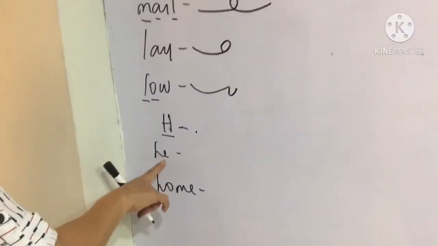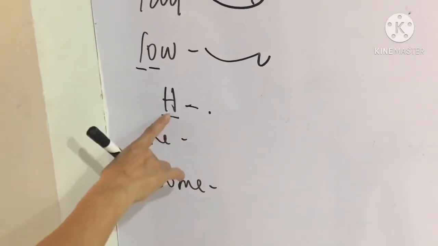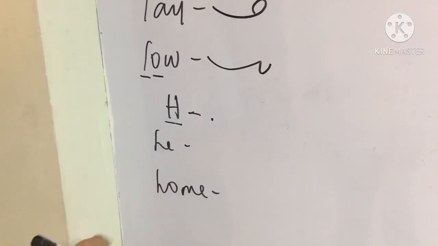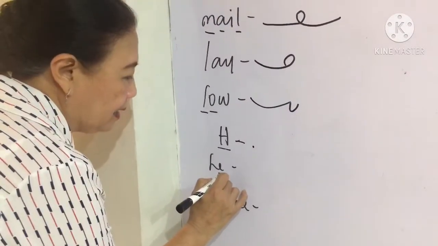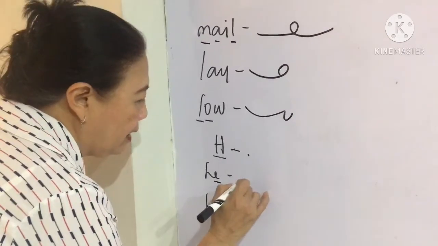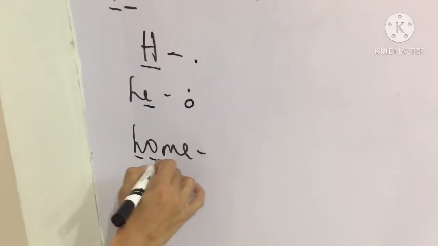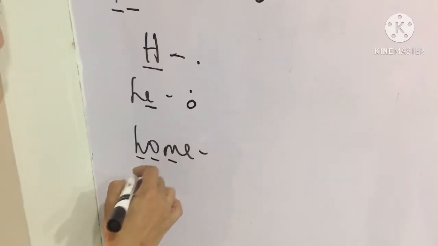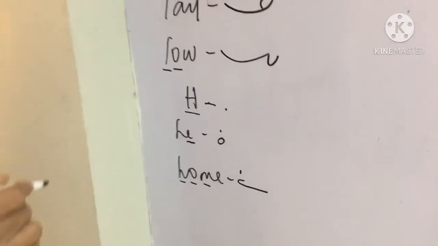When the letter H is represented by a dot, the letter H is written after the last stroke. So what is our first stroke? Letter E. So small circle E and a dot. For the home, we have H, O, and M. So we are going to write the letter O first, then O and M, and the letter H.